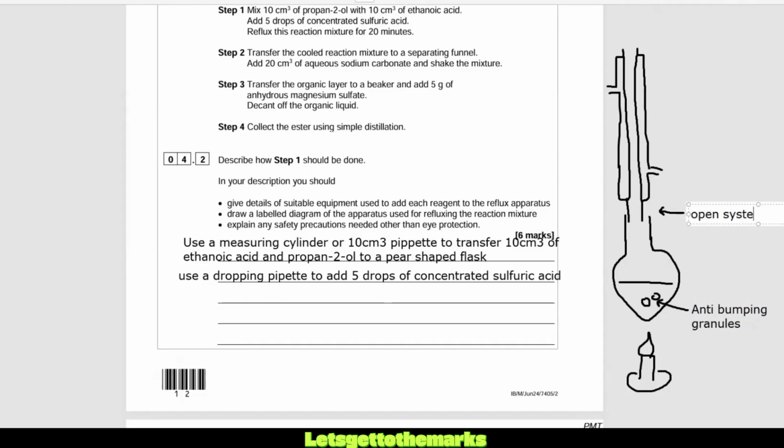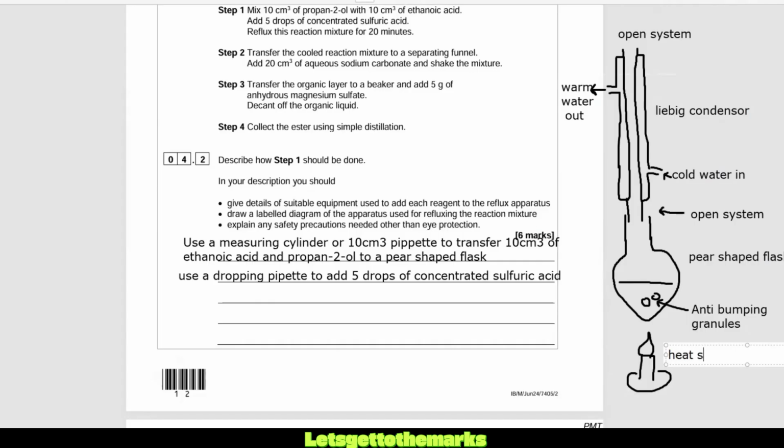Now you just need to label it. So you want it to be an open system. Where the Liebig condenser meets the neck of the pear-shaped flask, they should be open, but it should go inside it. Then you've got anti-bumping granules there that can come under safety as well. Cold water should always go in at the bottom and push up against gravity, and the warm water comes out. That's to ensure that the Liebig condenser completely fills and you get the most efficient energy transfer.